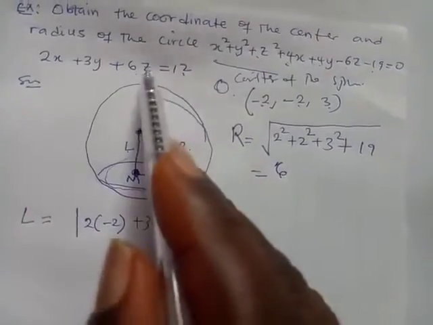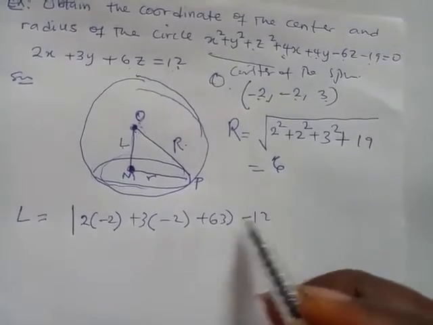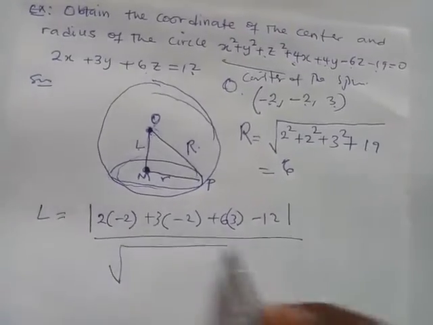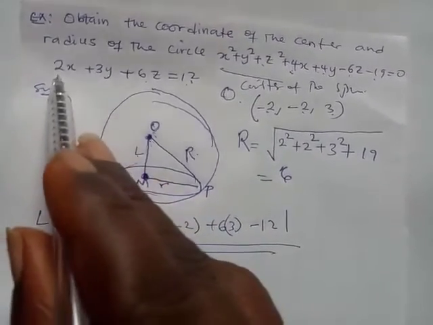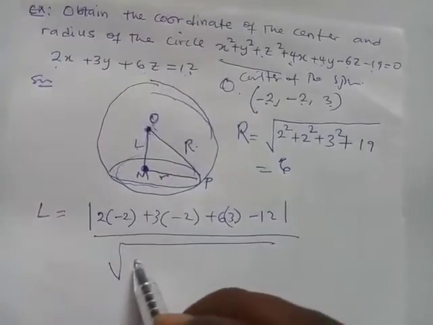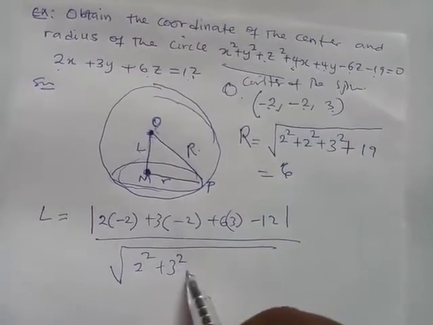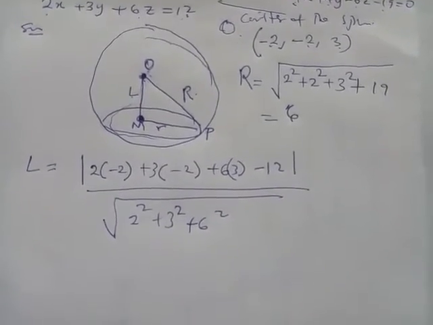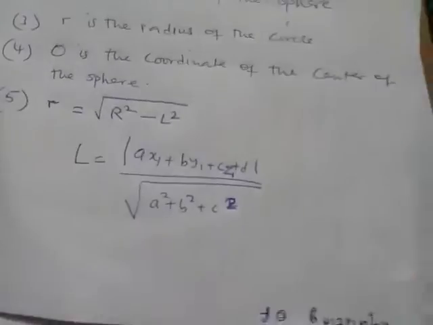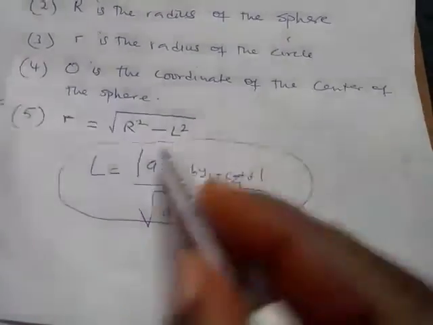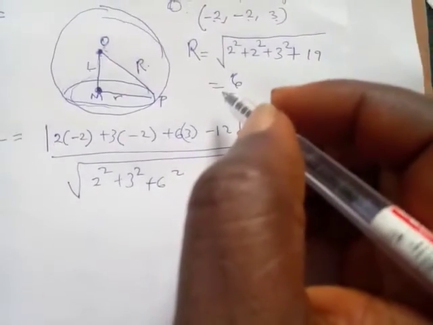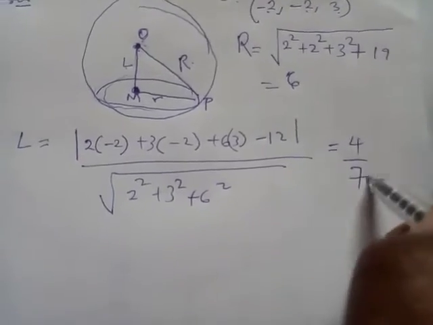You need to bring this 12 in. Now we have minus 12. Let me put absolute value there, over square root of a square, b square, c square, which is this plus this and this: 2 square plus 3 square plus 6 square. So that will be our A. We have given this before, and also we gave it here too. This is what we are trying to use. So from that place, we can find our L. By the time we simplify this, we should be able to have 4 over 7.